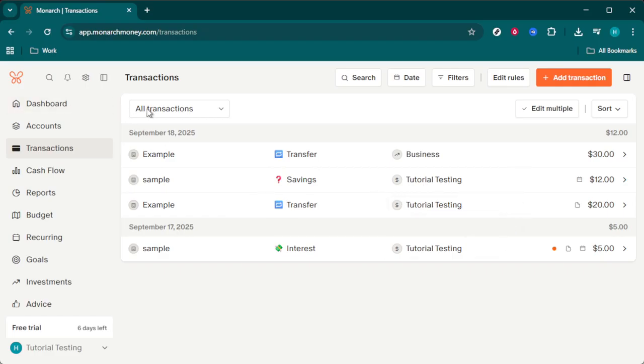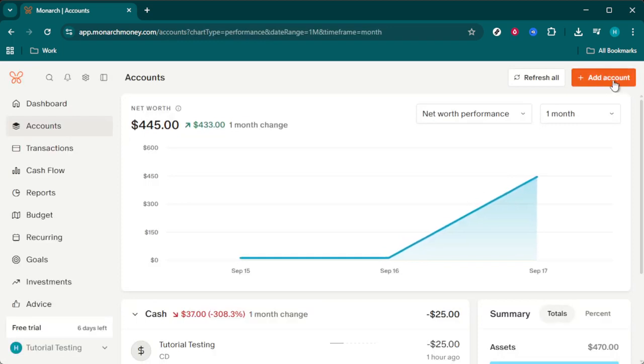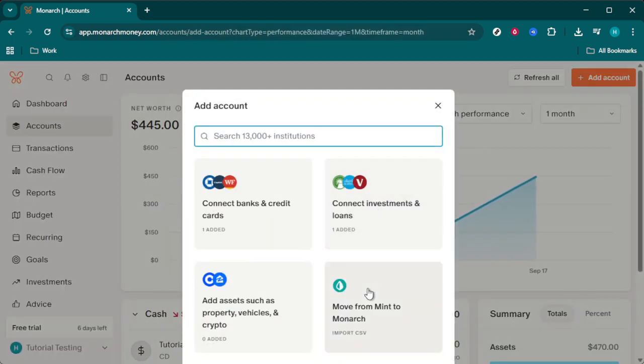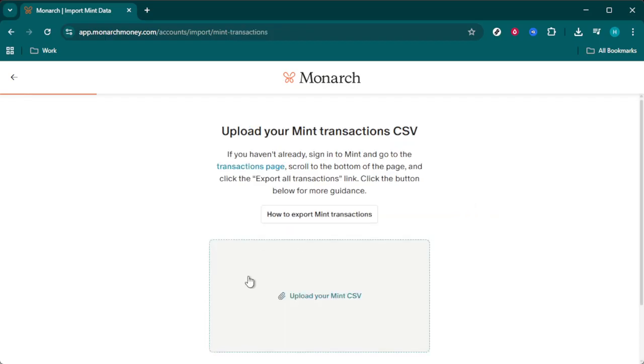Additionally, Monarch Money lacks an undo function for CSV imports. Once you upload a CSV file, any mistakes made cannot be undone with a single click. Instead, you are left with the task of manually deleting transactions or even removing the entire account to start over, which can be time-consuming. Another challenge users face involves the formatting requirements for CSV files.